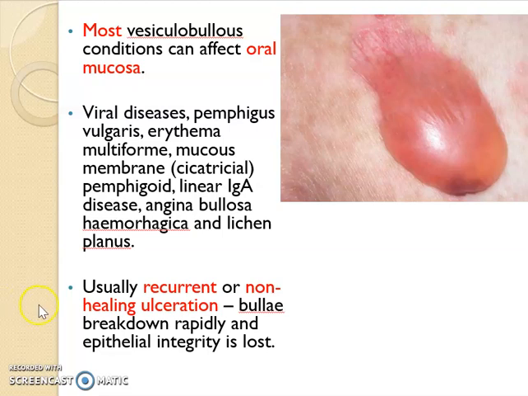Under vesiculobullous lesions, you may include viral diseases or other infections, and also pemphigus and pemphigoid that we will learn today. Since you have learned about the viral diseases, for today's lecture I will only focus on the other chronic lesions. These vesiculobullous lesions are usually recurrent or non-healing ulcerations, in which the bullae appear and then break down, and an ulcer appears in the oral mucosa.